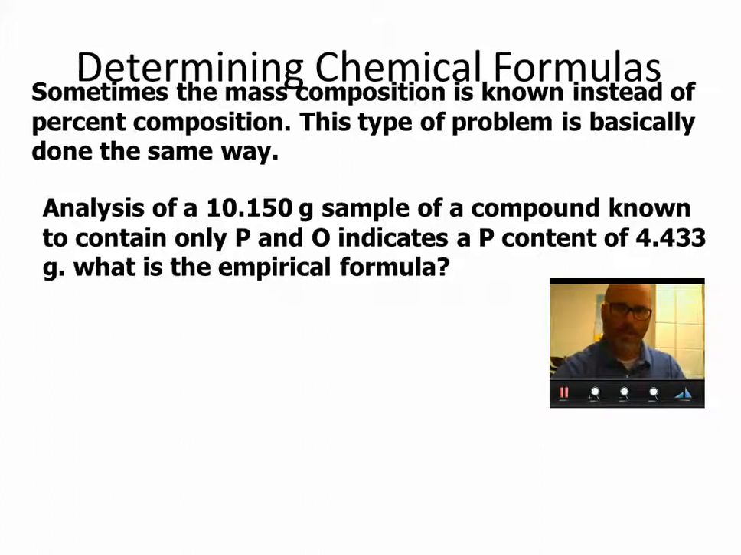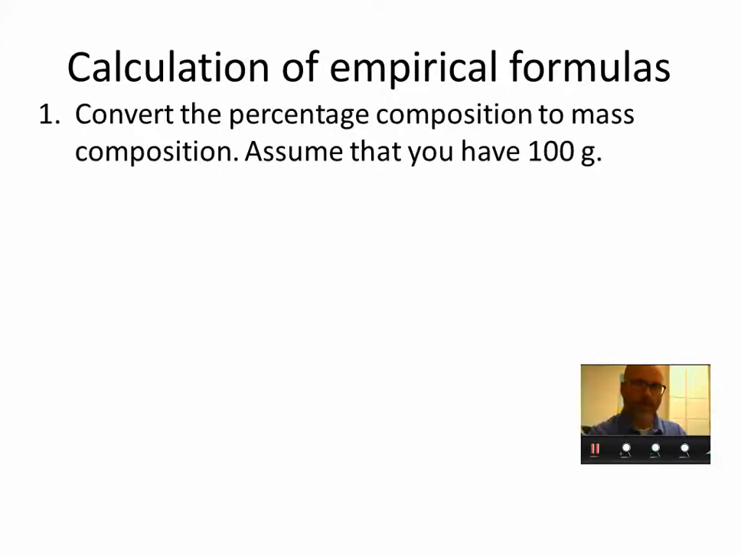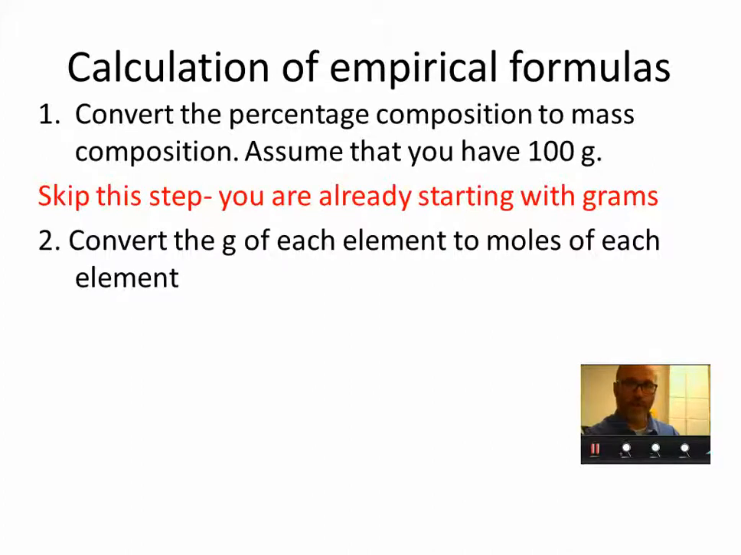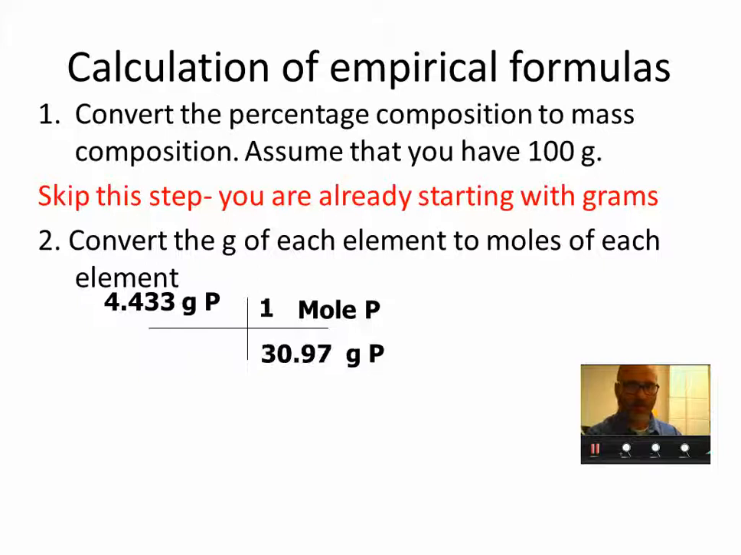All right, so once again, the first step is convert the percent composition to mass composition. Now, we can skip this step because we're already starting with grams. If you're given grams, don't go back to percentage. Just start with the grams, and we need to convert those to moles. So we want to convert 4.433 grams of phosphorus to moles of phosphorus, so it's 0.1431 moles of phosphorus.